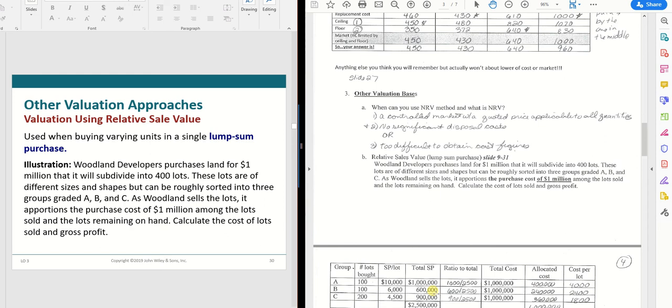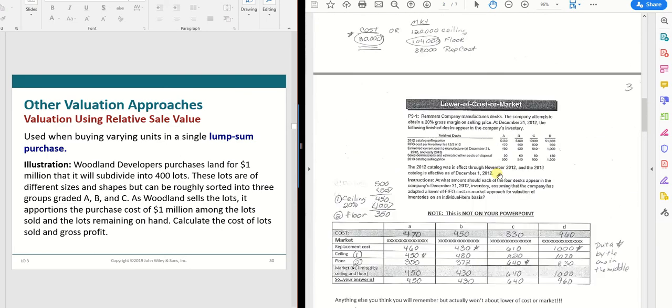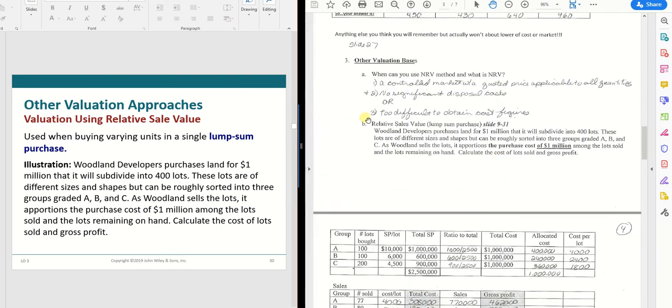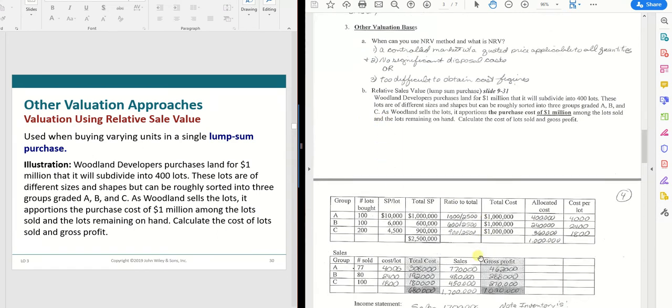Okay, I'm going to continue with Chapter 9. I'm going to start with lump sum purchase. So it's on page 3 of your handout, right down here. So a lump sum purchase, this one complicates it a lot, but it's kind of a neat little problem here.